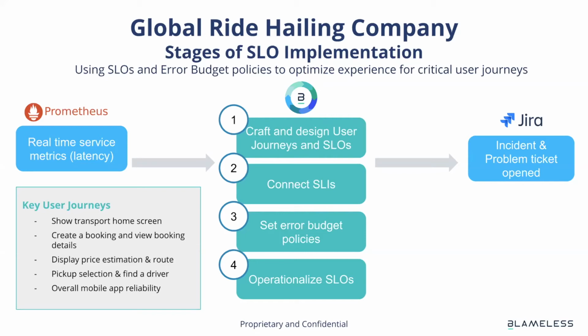And really, they had in their key user journeys down below, you can see they had the create a booking and viewing booking details, the display price estimation and route, pickup selection and find a driver, and overall mobile app reliability. These were critical, and we worked directly with them to do this. And these were the things that they were able to measure and effectively use our product to gauge their customer satisfaction. Next slide.